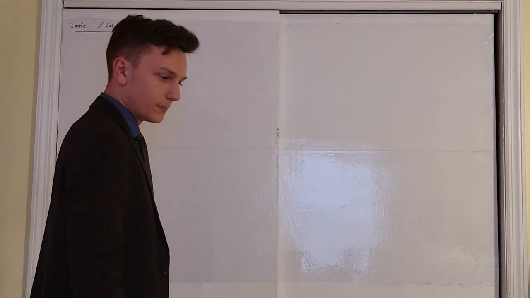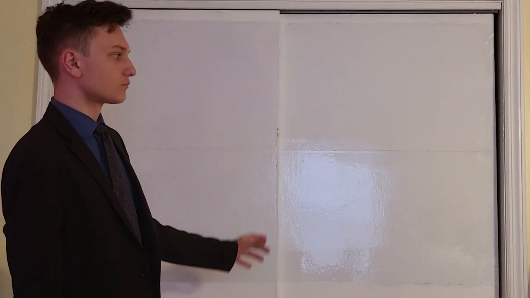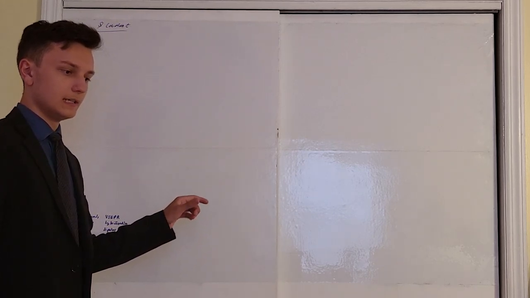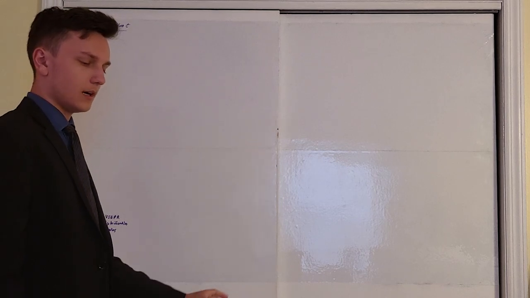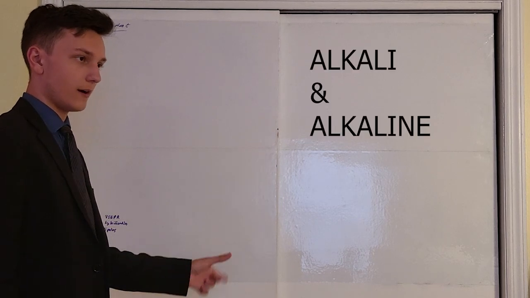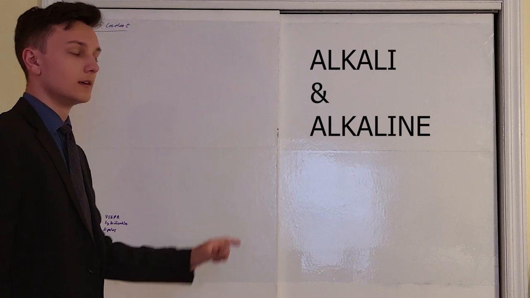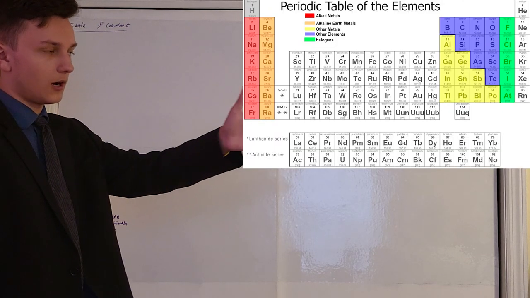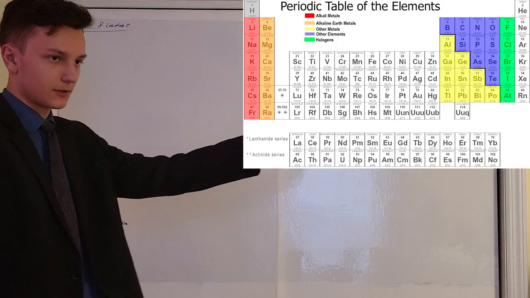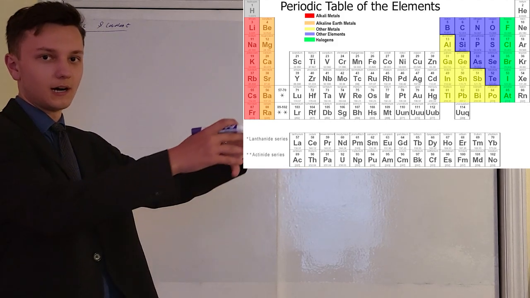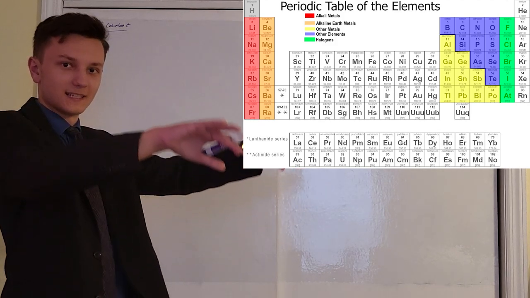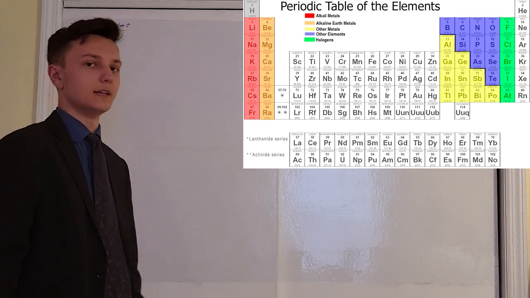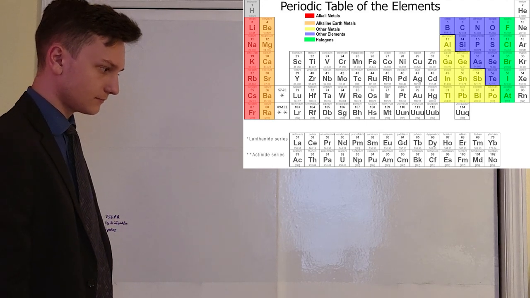If you look at your periodic table right now, you'll see on the left side, the first two columns would be your alkali and alkaline metals. The columns to the right of that, the columns that make up that valley in the center of your periodic table, those are called the transition metals.